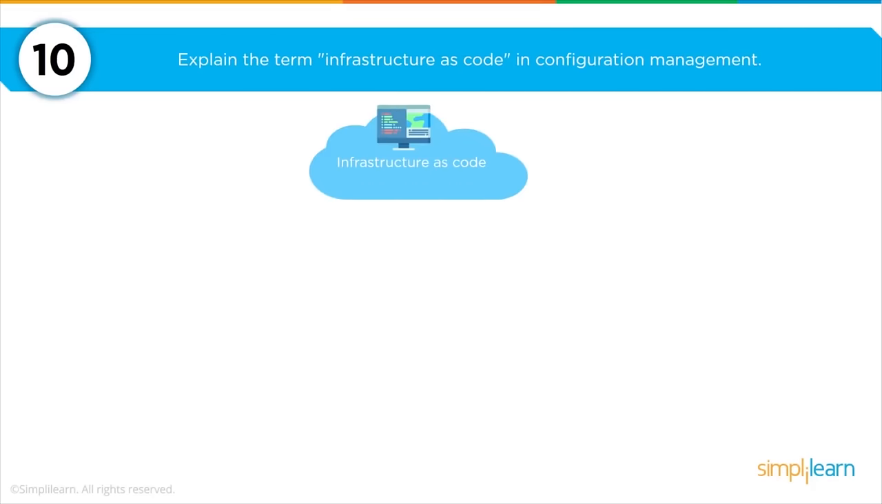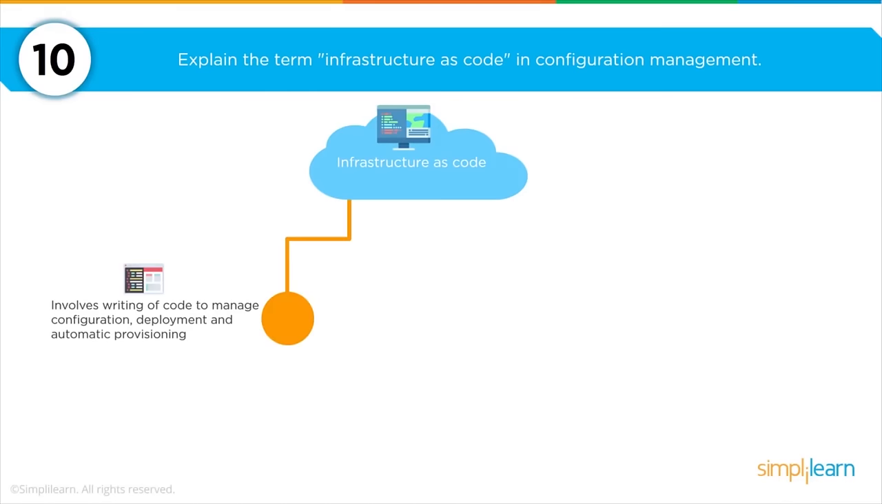So one of the terms that is very popular at the moment is infrastructure as code. And so you're going to be asked to explain infrastructure as code. And really, it's something that actually becomes a byproduct of the work you have to do when you're putting together your DevOps environment. And infrastructure as code really refers to the writing of code to actually manage your environment.